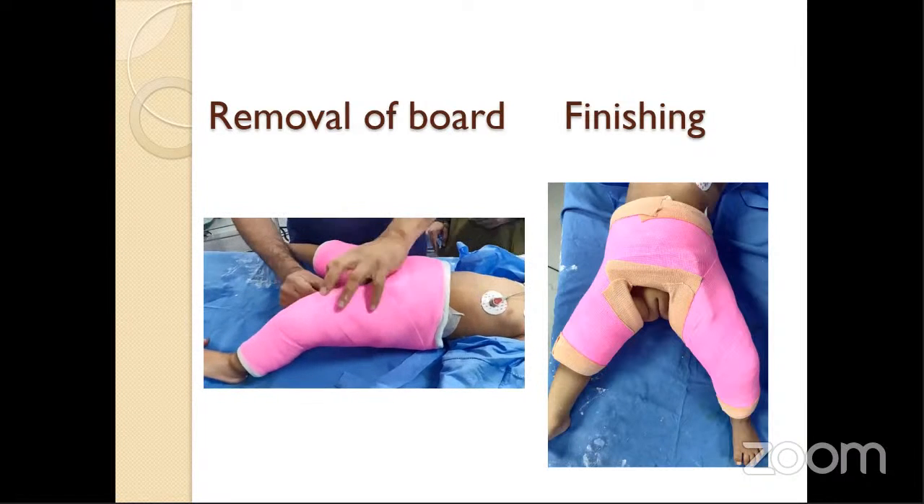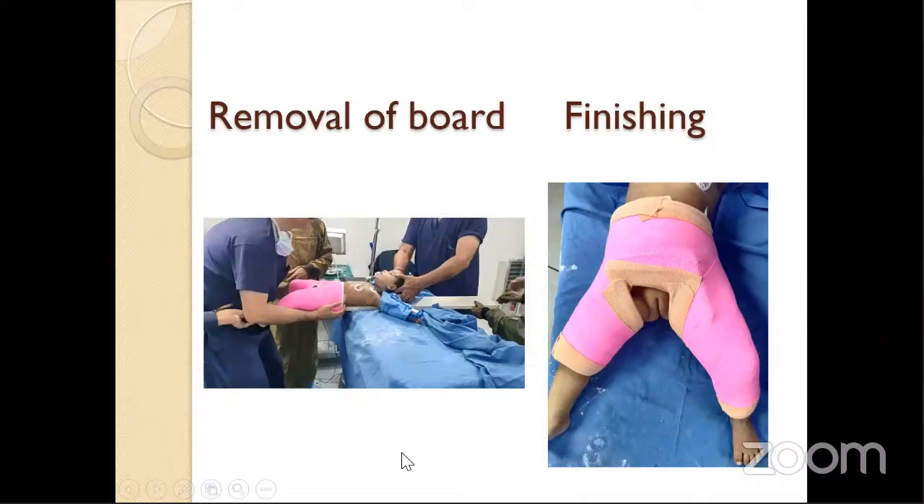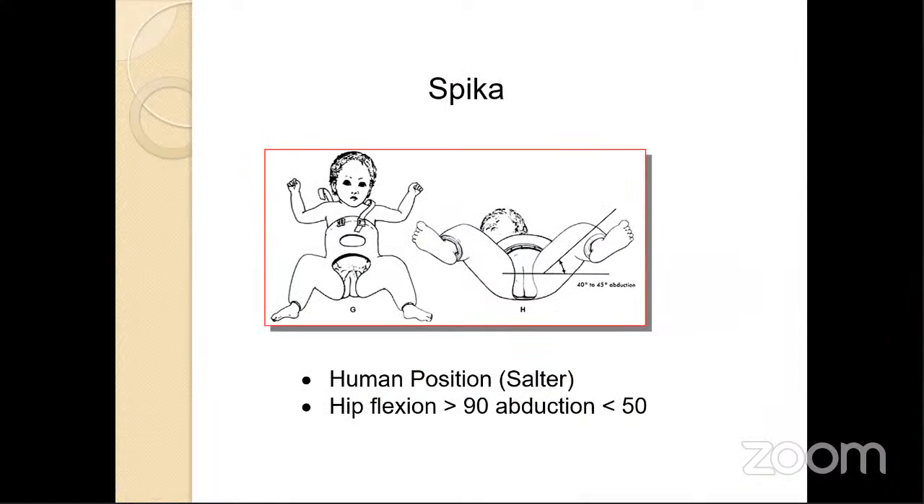The gluteal mold has been done, and then for final finishing we put dynaplast tapes which go inside and on the outside so that the sharp edges don't hurt the baby at any point in time. So that is how we finish it. So again, to reiterate, this is the human position, flexion of about 90, abduction less than 50. You can put straps like this. You can add clips, put straps around the shoulder so that the spica doesn't slide down in case you want to carry the baby around.